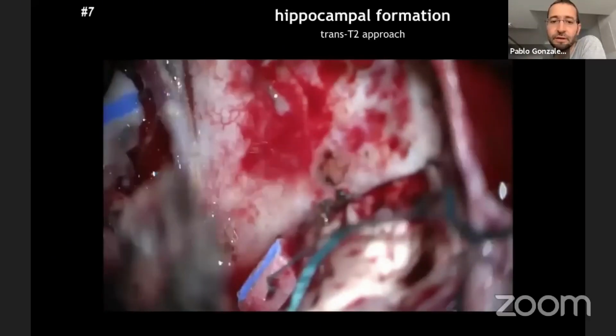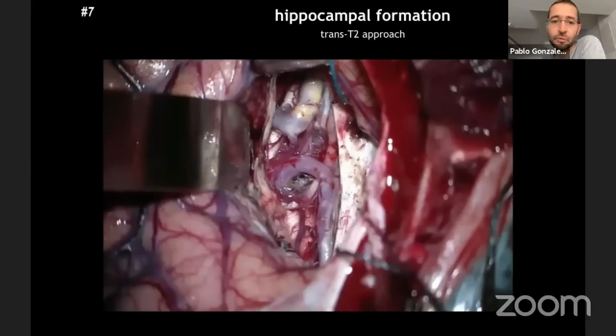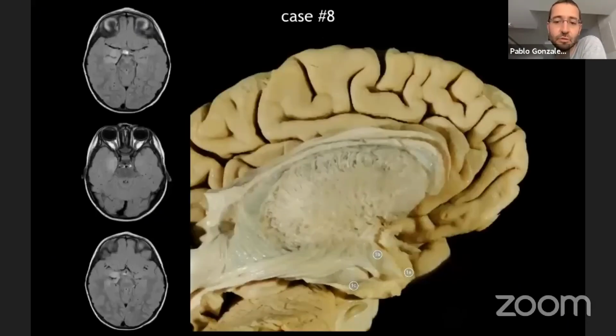So once we identify our anatomy, our limits, we are sure that we remove that tumor. So we can see here a nice view of the carotid artery with the posterior communicating going to P1, P2, and the third nerve coming from the midbrain. So this is our medial limit, the basal cisterns, and we are sure that we reach the deepest part of this hippocampal tumor with this transcortical approach.